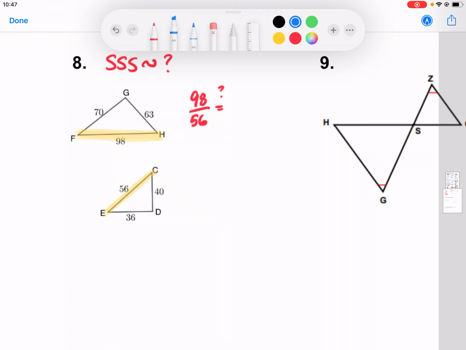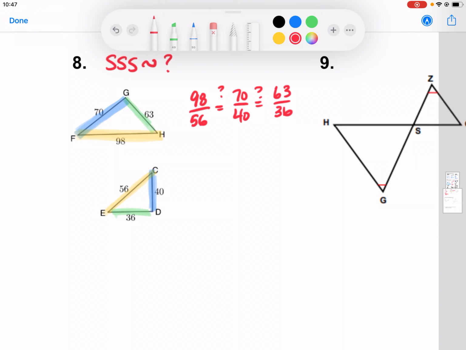Then we'll take the next longest side, which is 70. The next longest side is 40. So 70 over 40. We want to see if that's equal to, and then we'll do our last one right here, so the 63 over the 36. Let's see what we can simplify down to.